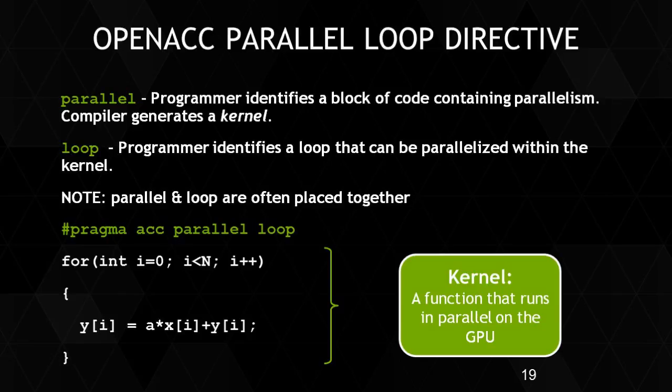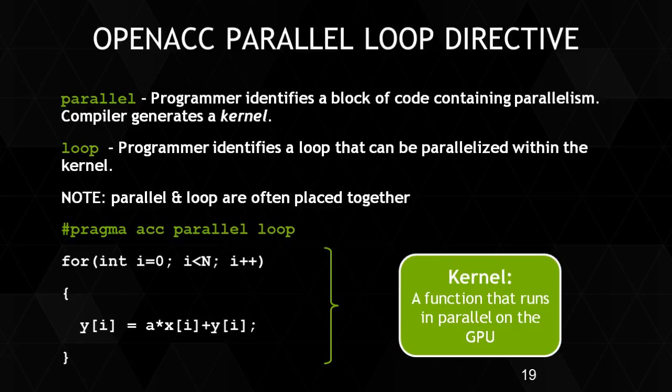So if I simply say parallel, the code is going to be launched on the GPU but run redundantly. By saying loop, it identifies that this is a loop that I want you to parallelize. And frequently these are placed together as you see below. So pragma ACC parallel loop. So I'm saying here is a for loop that has n iterations, and I want you to parallelize that loop. And what it's going to generate is a kernel where every thread on the device is going to calculate one element of y based off of x and y, and that would be our kernel.